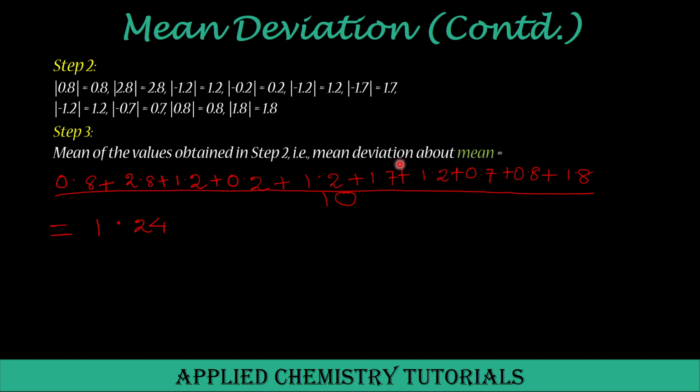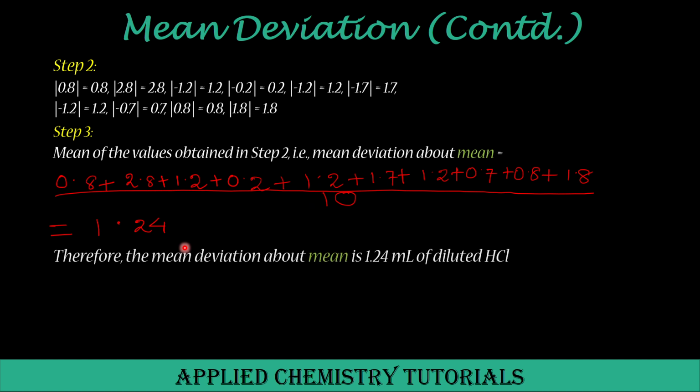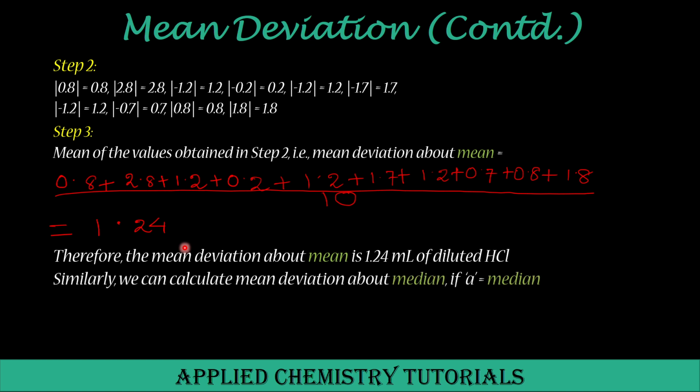So mean deviation about mean is the summation of all the numbers that we obtain in step 2 divided by the number of quantities, 10, which equals 1.24. So therefore, the mean deviation about mean is 1.24 ml of diluted HCl. Similarly, we can calculate the mean deviation about median if we consider A as median.